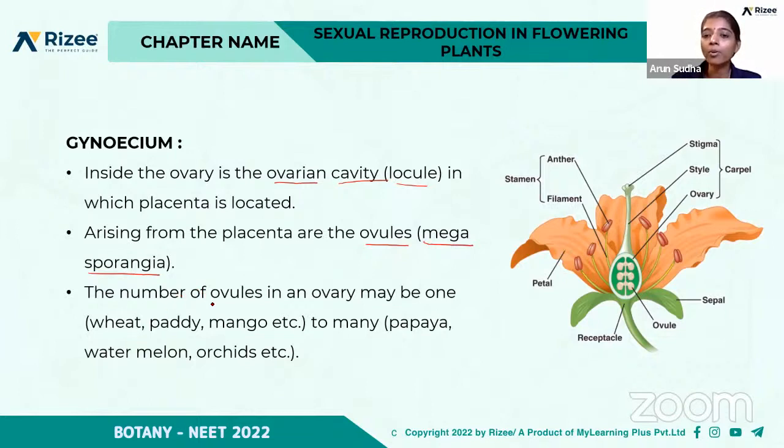Okay. So the number of ovules in an ovary may be either one. In some cases, only one ovule is present. Examples are wheat, paddy, mango, all these are having only one ovule inside the ovary. But in some cases, many ovules are present. Examples: papaya, watermelons, we can see many seeds inside. So the ovules may be single or it may be many. So be clear with the examples.